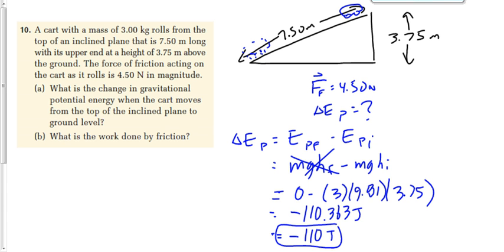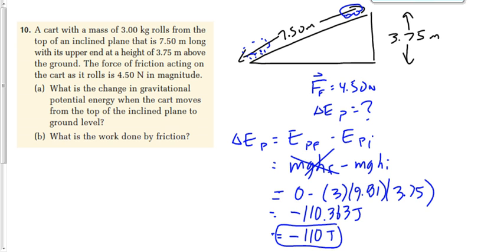All right. That had nothing to do with friction, by the way, right? Potential energy has everything to do with mass, gravity, and height. It has nothing to do with any other forces, including friction. But question B does. B does have something to do with friction. What's the work done by friction?